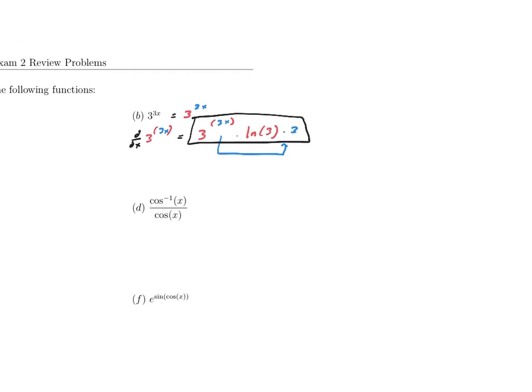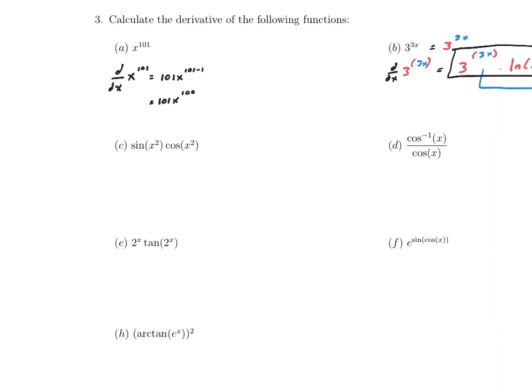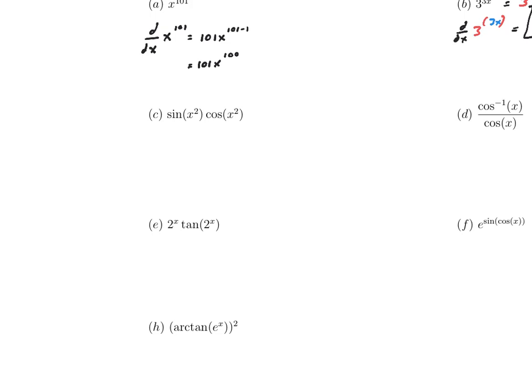Now I should also put a little note here that for the test, you should definitely know the difference between 3 to the x to the third, 3 to the third, that's just a constant, that derivative is 0, and x to the x. Each one of these is wildly different, and as a result, needed a totally different derivative. But let's move on to C.